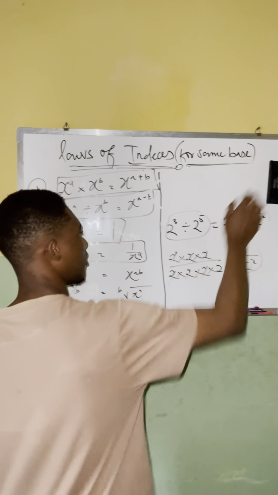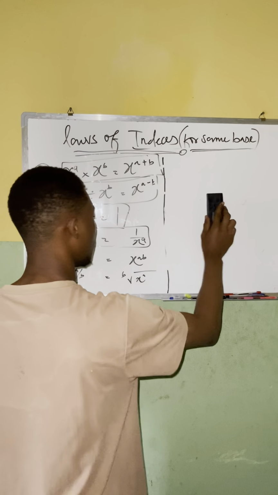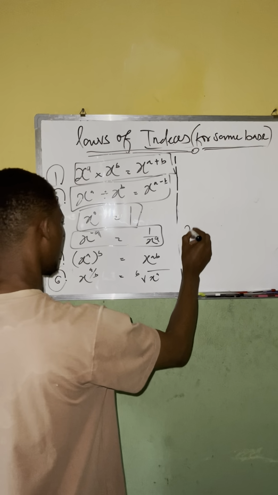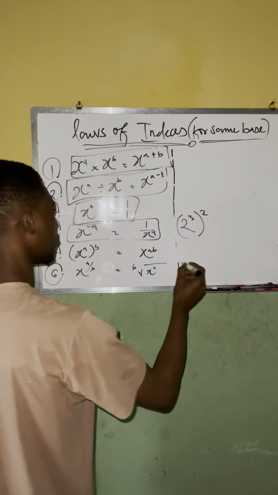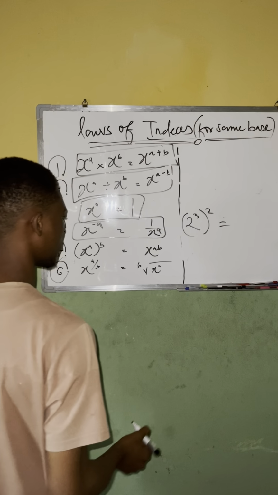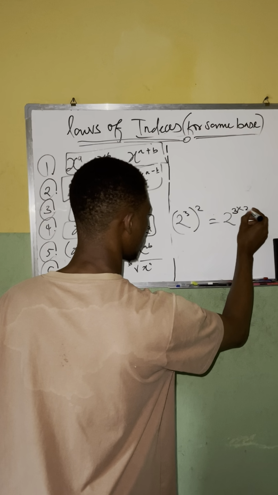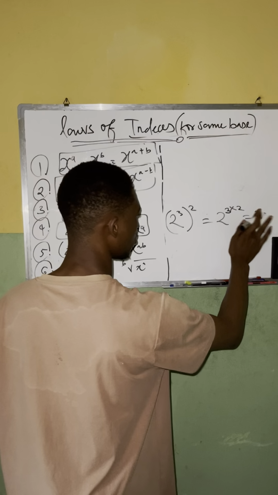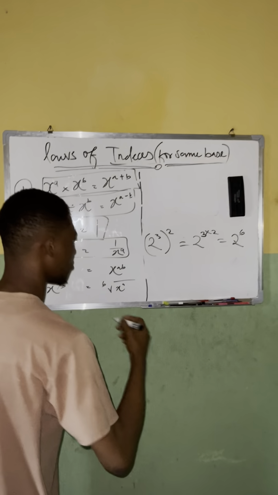We go to the fifth one, just going to be rounding everything up quickly. If you have 2 raised to the power 3, all raised to the power 2, that would be 2 raised to the power 3 times 2, which equals 2 raised to the power 6. Because that's just going to be really straightforward.